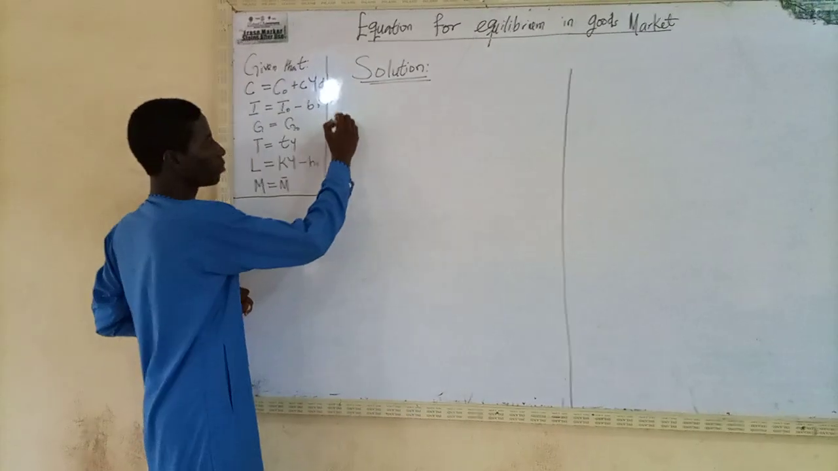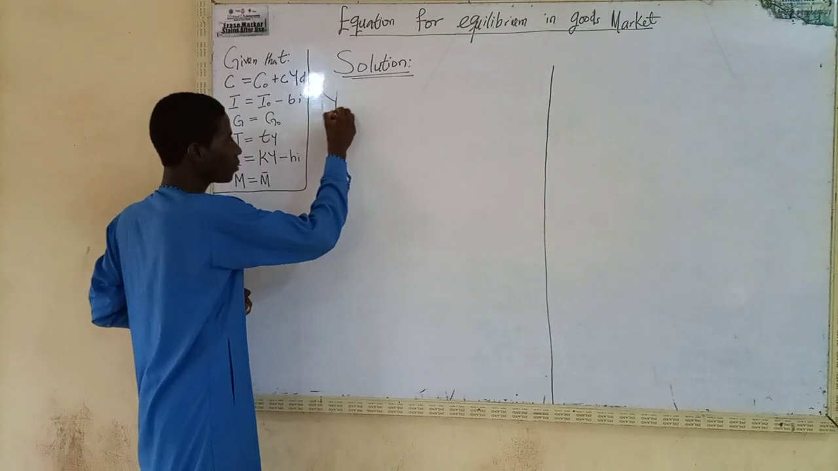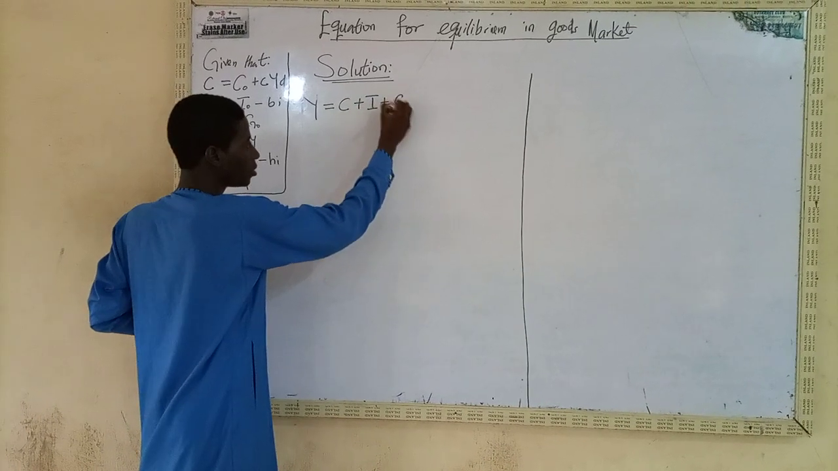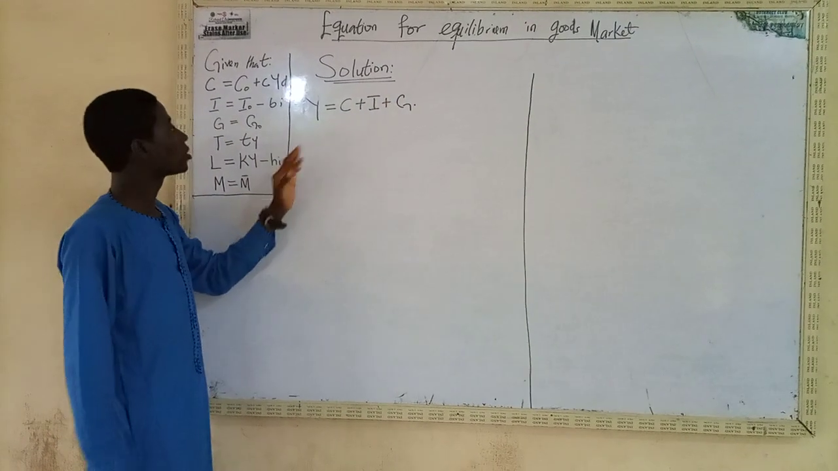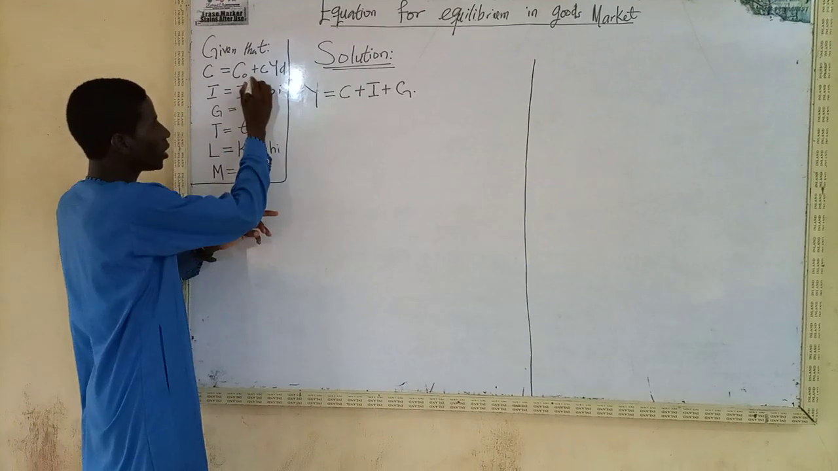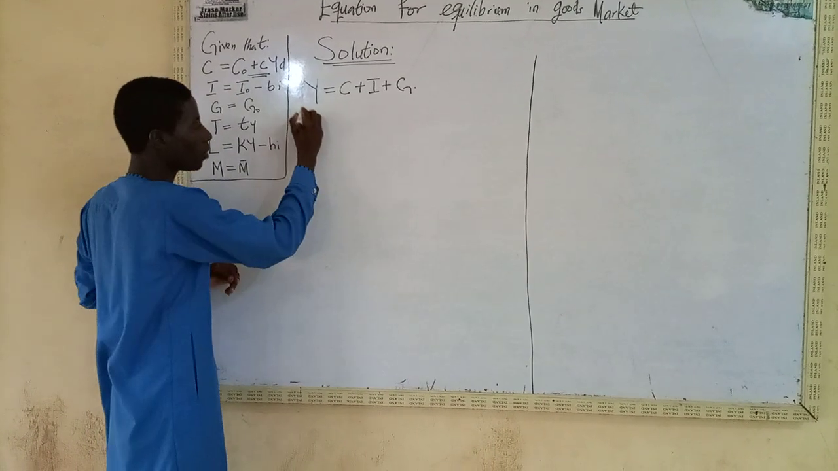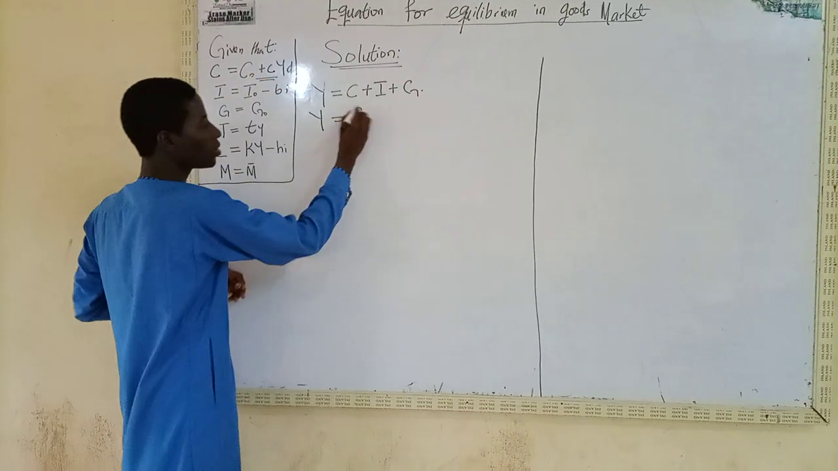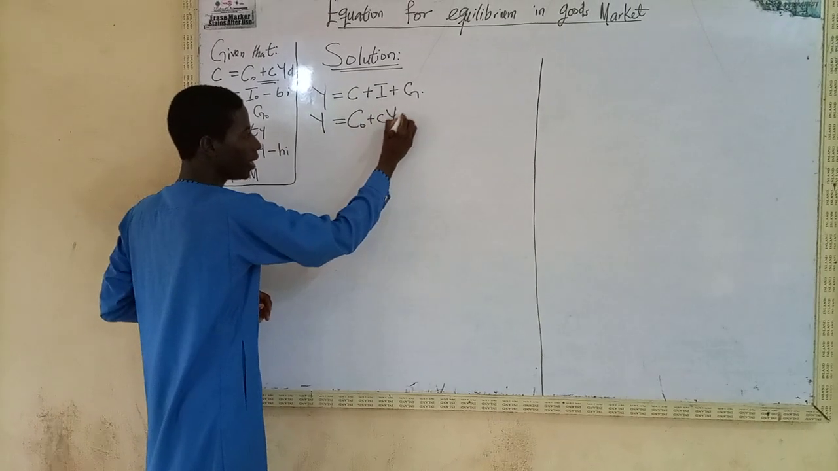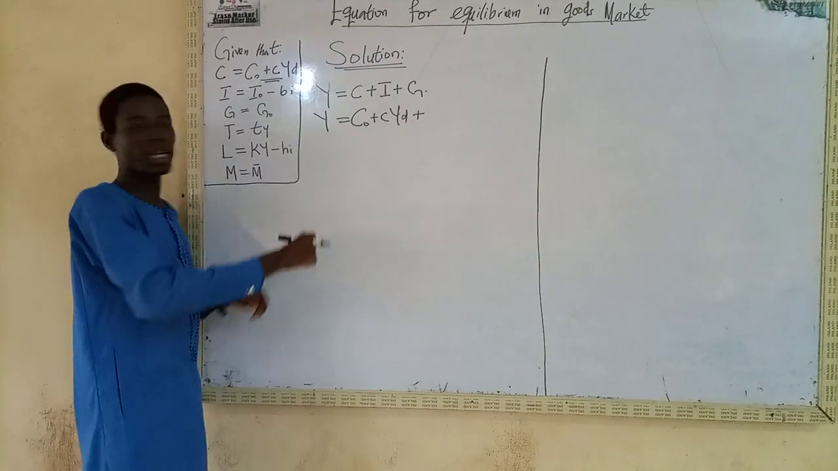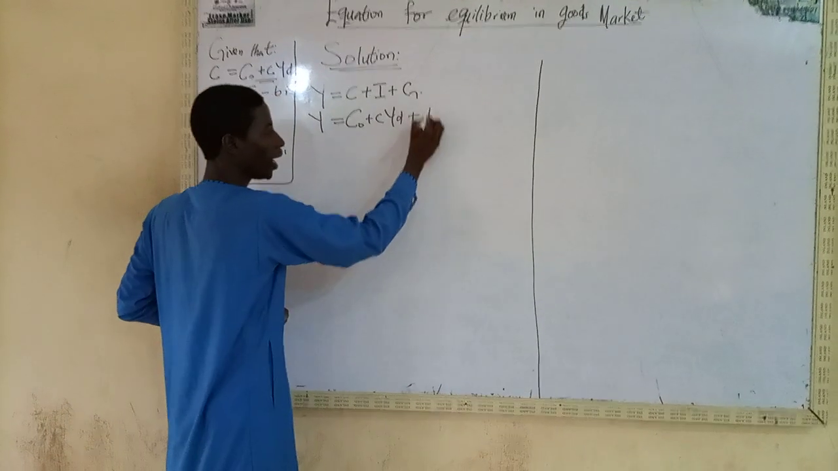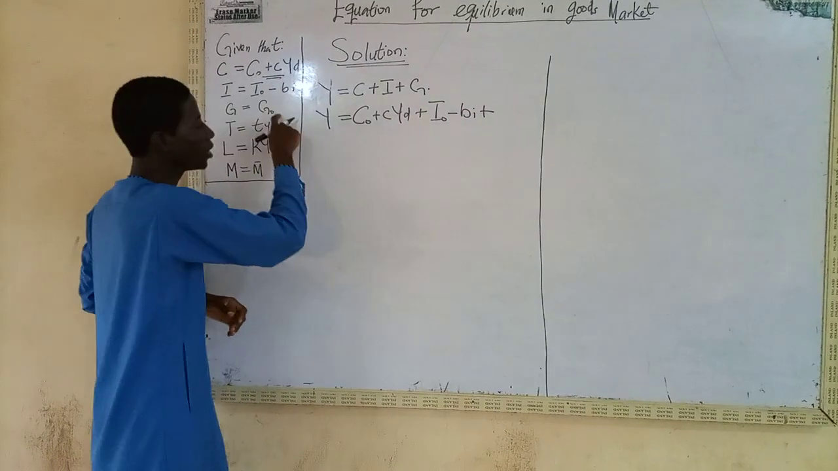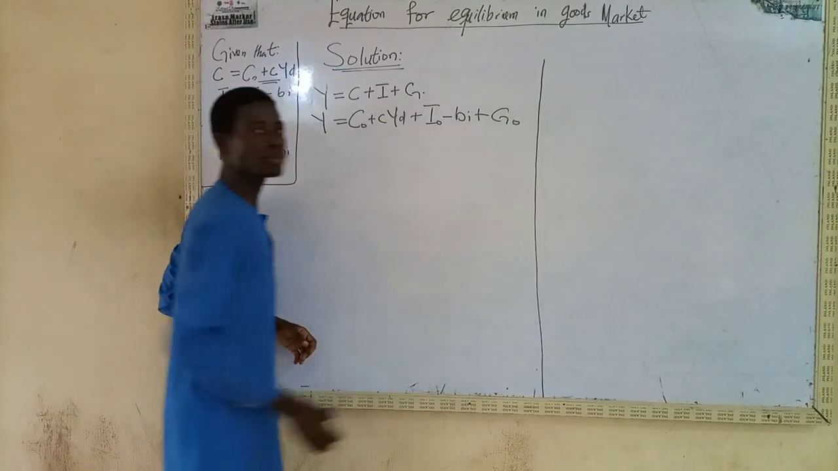Following the functions from the goods market, we have Y equal to C plus I plus G. From these functions, here is our consumption, and we substitute the function representing it. Instead of writing C, we substitute Y equal to C0 plus cYd, plus, instead of writing I, the investment, which is I0 minus bi, and plus, instead of writing G, we substitute G0.